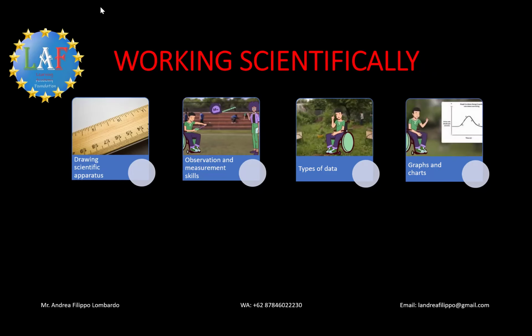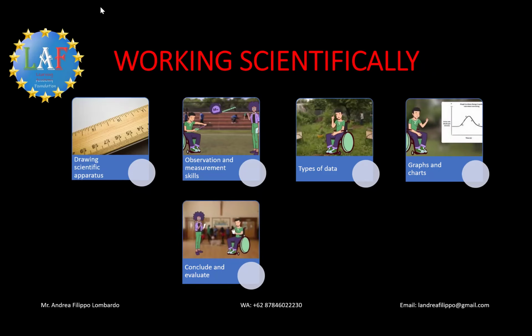And also that different types of graphs and charts are used to show results. They need to be drawn and labeled correctly. So scientists use patterns in the data to reach a conclusion. Students will also see that a conclusion sums up what has been found out during an investigation. So it should be clearly structured and explained using scientific knowledge.